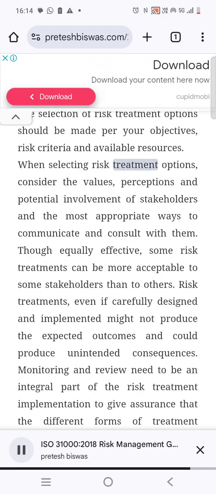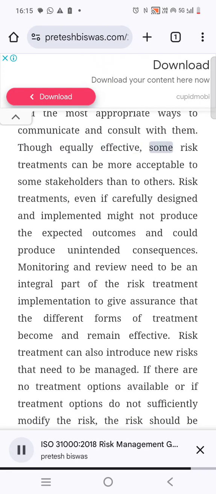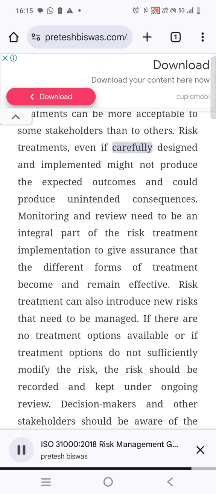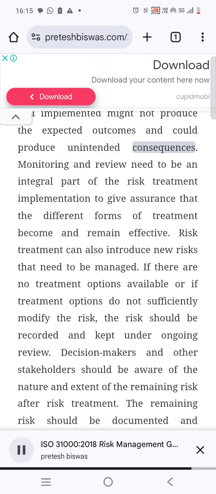When selecting risk treatment options, consider the values, perceptions, and potential involvement of stakeholders in the most appropriate ways to communicate and consult with them. Though equally effective, some risk treatments can be more acceptable to some stakeholders than to others. Risk treatments, even if carefully designed and implemented, might not produce the expected outcomes and could produce unintended consequences.